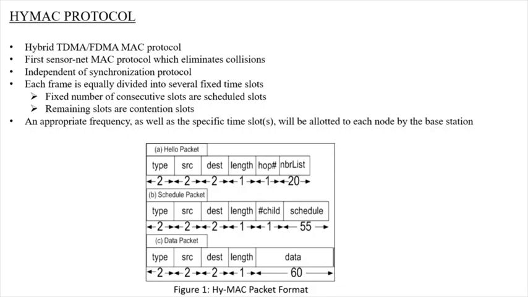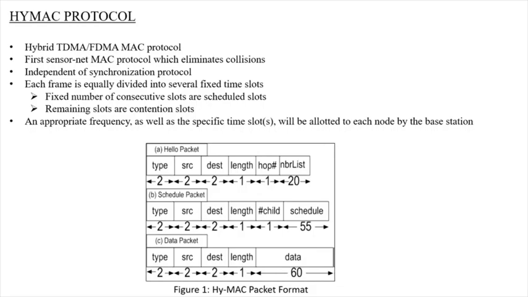The communication period is composed of many frames, and each frame is equally divided into several fixed time slots, where a slot duration is the time required to transmit a maximum sized packet. A fixed number of consecutive slots in each cycle are scheduled slots, while the remaining slots of that cycle are contention slots. An appropriate frequency as well as specific time slots will be allotted to each node by the base station. Scheduled nodes will be able to communicate in an energy efficient, collision free manner by turning off their radio when it is not necessary.